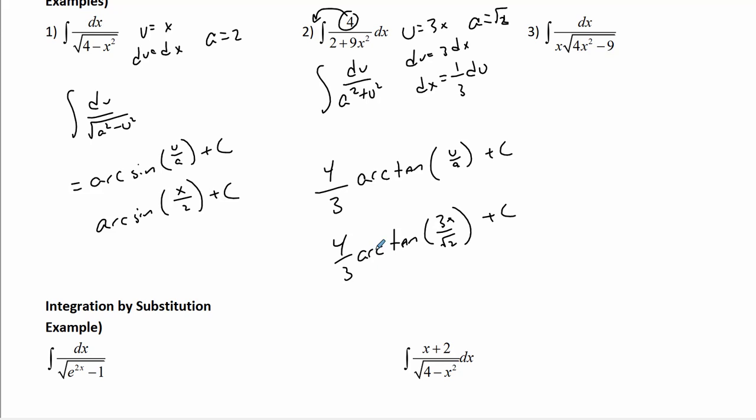Oh, I'm sorry. And then, shoot, I forgot to do this properly. Arc tangent was 1 over a times that. So a is 1 over root 2. Shoot, my fault. 4 over 3 root 2. I forgot that root 2. That's so important.